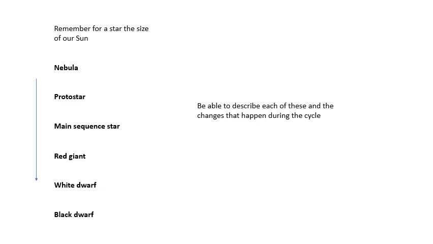So remember, what do you need to know? Learn this list: nebula, protostar, main sequence, red giant, white dwarf, black dwarf. Learn that list and be able to describe each one of them, and also say how it goes from one to the other, what changes happen during the cycle. It's likely to be a big question with loads of marks for it, and you'll have to write a little essay describing what happens, describe the life cycle of a star like our Sun. Loads and loads of marks, so get this learned.